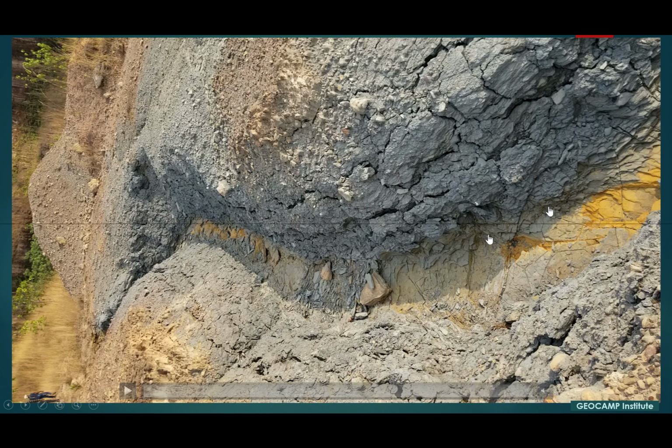So this is a video. I'm just going to play you a video that shows a typical meandering analog taken from some surface gullies that were seen in an outcrop visit done recently.